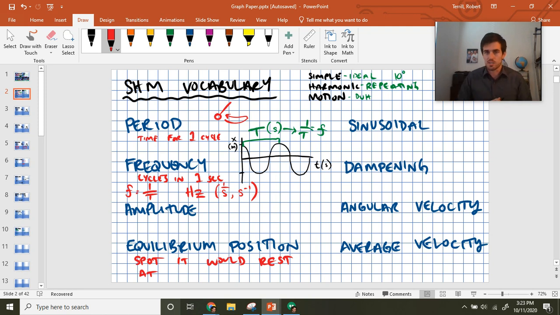Same thing with an oscillating spring. If I pull a spring back and I let it go, it's going to go. And if I push it in, it's going to go. But if I just leave it at its equilibrium position, it would stay there, because the spring is not stretched or compressed, and the sum of the forces on there would be equal to 0.